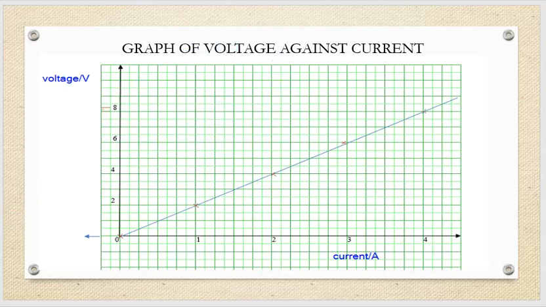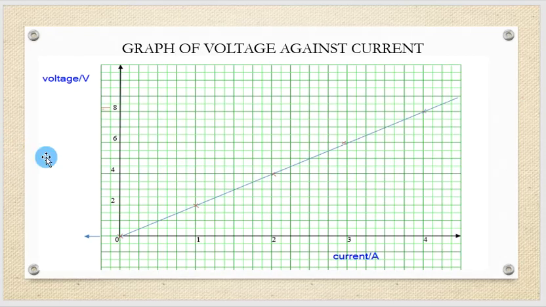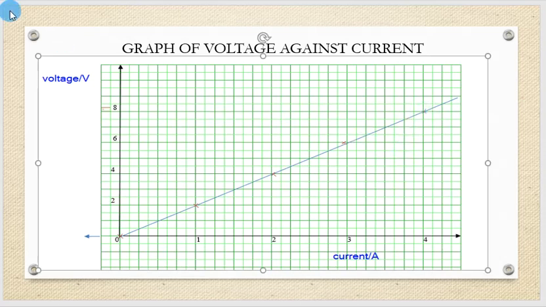Okay, so from the graph of voltage against current here, if we wanted to find the gradient of the graph, you know that the gradient of a graph is found as the quantity along the vertical axis over the quantity along the horizontal axis. In this particular case, we can draw a triangle to help us find the gradient. At any particular point of convenience, let's say at this point, we can draw a line here.